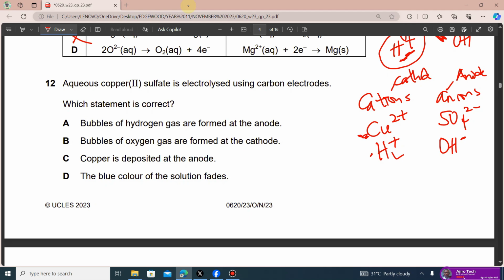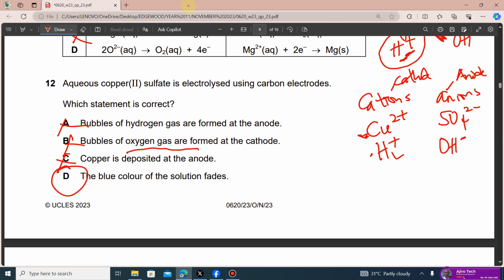Okay, so copper should be deposited at the cathode. But "bubbles of oxygen gas are formed at the cathode" is wrong. "Bubbles of hydrogen gas are formed at the cathode" is wrong, because copper should be there. "Copper is deposited at the anode" is wrong, because copper should go to the cathode. So you can see we've eliminated all of the options and we are only left with one correct option.